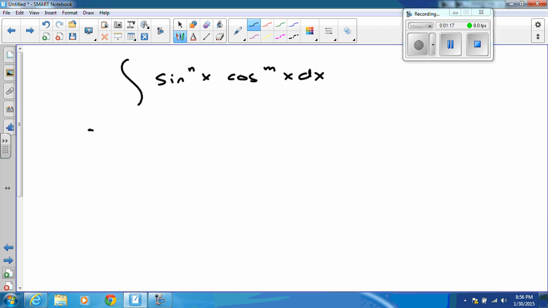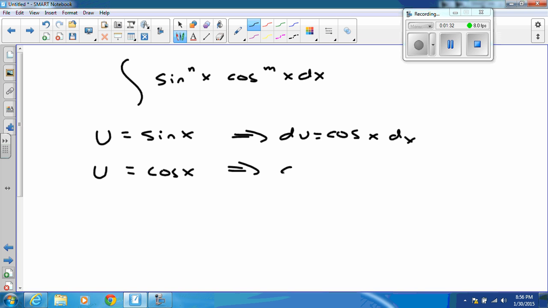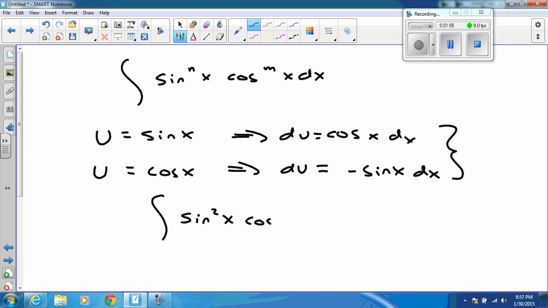And the big idea here is that if I choose a u that is sine x, then immediately du is cosine x dx. Or if I choose u is equal to cosine x, then du is negative sine x dx. And just a little bit of repair gets me there. So, keeping with this idea of find your du, let's take a look at some integrals that are in this form. First of all, let's consider the integral of sine squared x times cosine x dx.